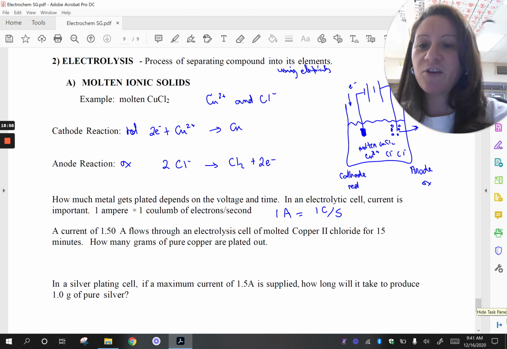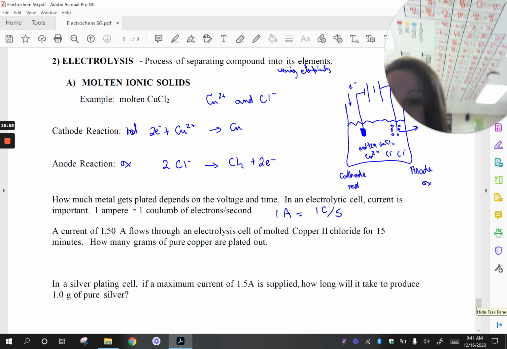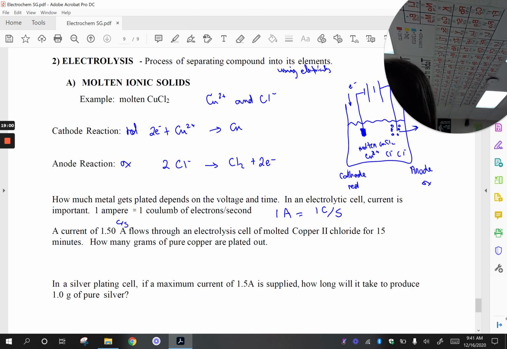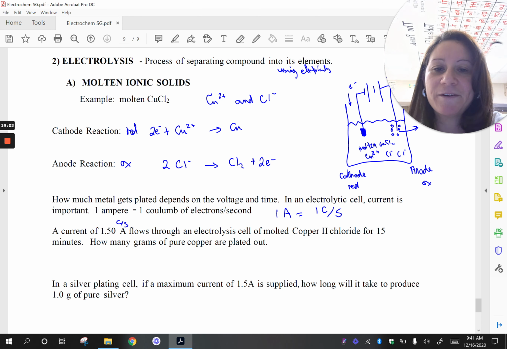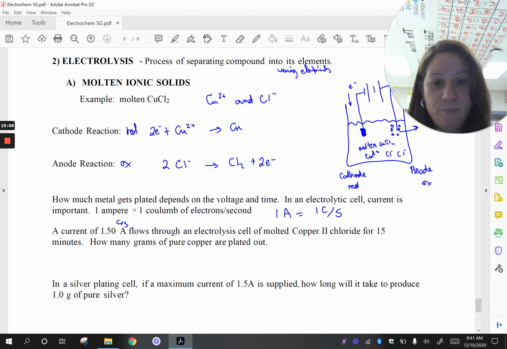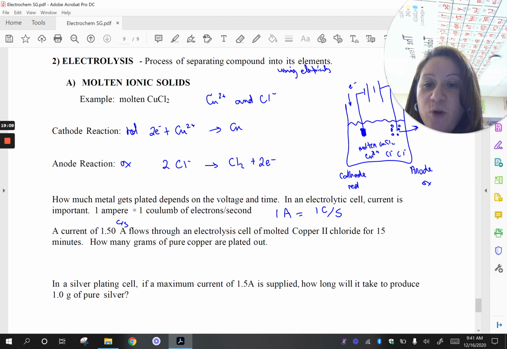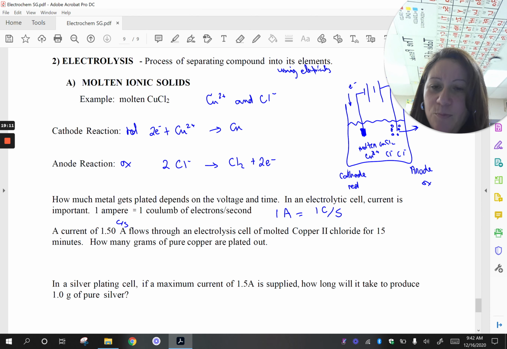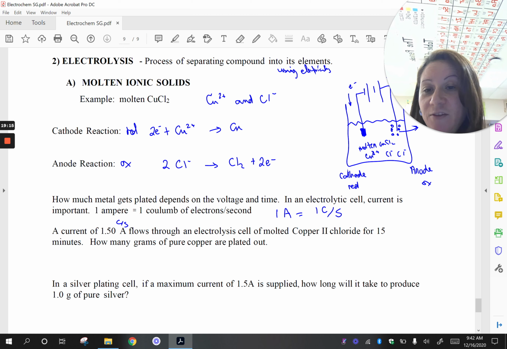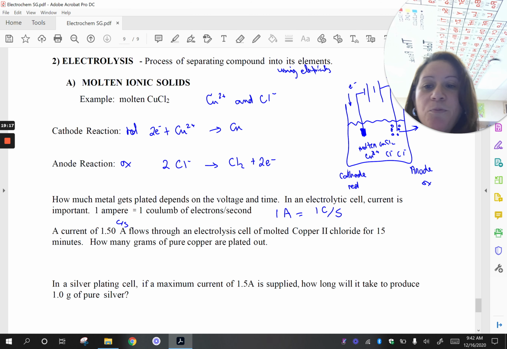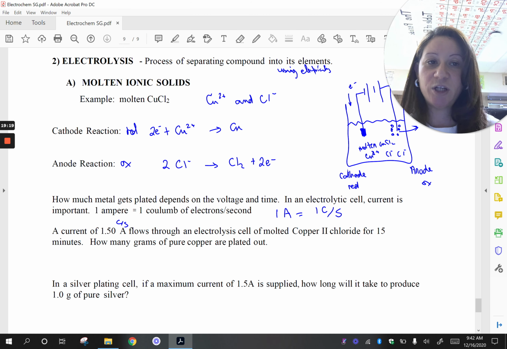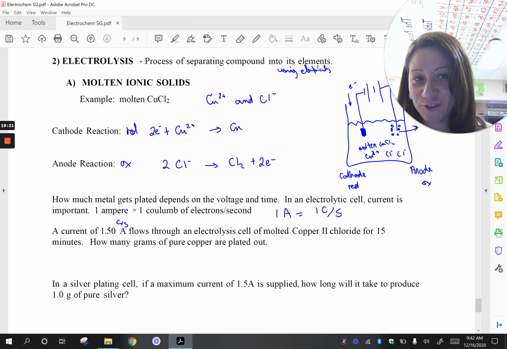So let's say I have a current of 1.50 amperes, that means 1.50 coulombs per second, flows through an electrolysis cell of molten or melted copper(II) chloride for 15 minutes. How many grams of pure copper are plated out? How do I do this? Well, start with one of the numbers they give you, either the 1.50 amperes or the 15 minutes, and use your units to try to get to grams eventually.